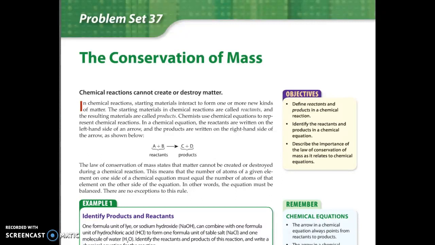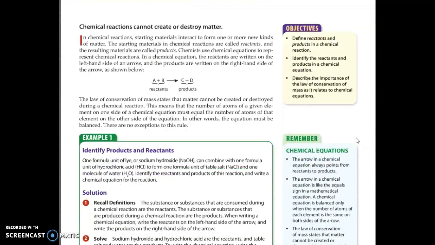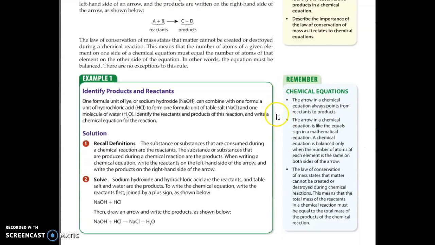This means that the number of atoms of a given element on one side of a chemical equation must equal the number of atoms of that element on the other side of the equation. In other words, the equation must be balanced. There are no exceptions to this rule. Remember, the arrow in a chemical equation always points to the products, so points away from the reactants and to the products.